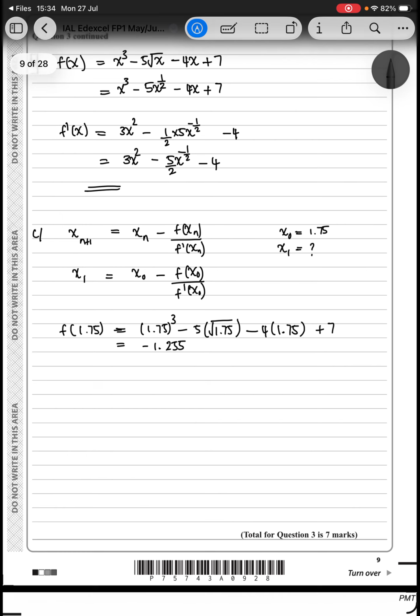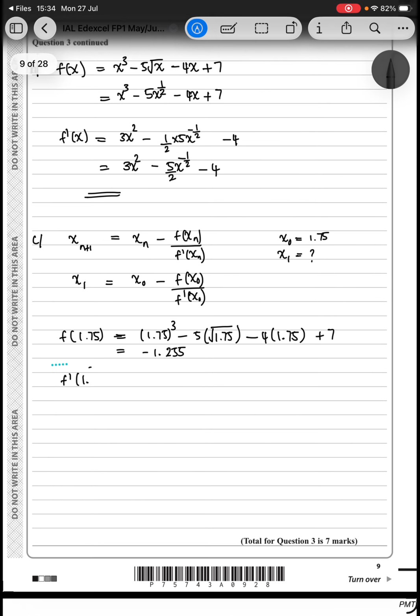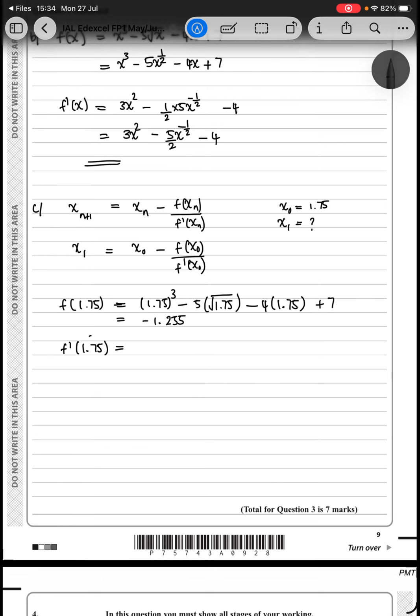And now let's find f dash of 1.75. f dash of 1.75 will be 3 times 1.75 squared minus 5 over 2 into 1.75 to the power minus half minus 4. That will be 3.297.